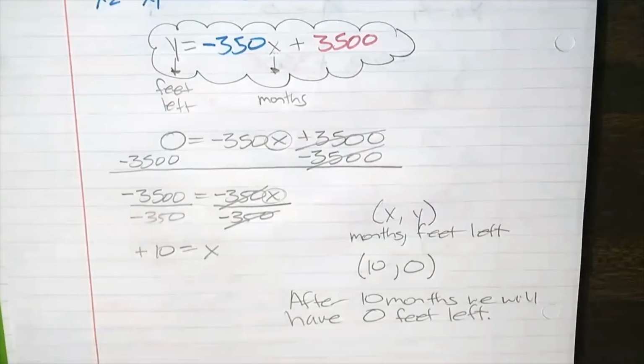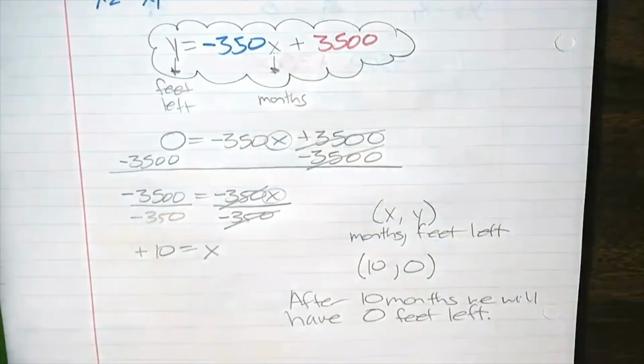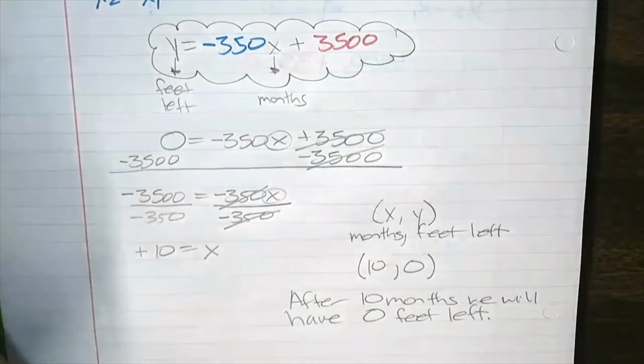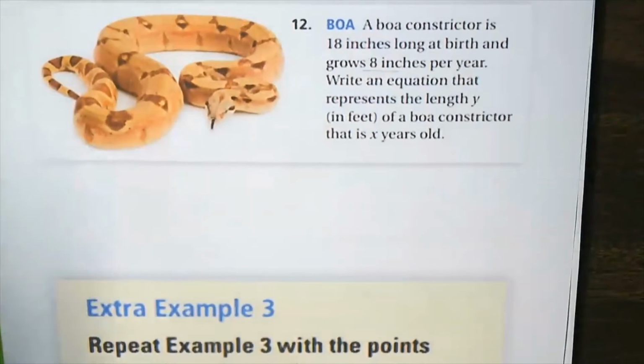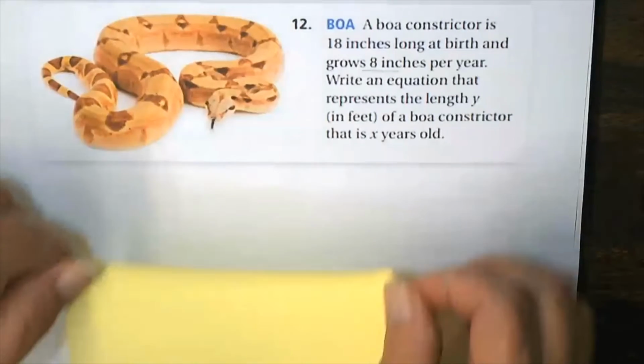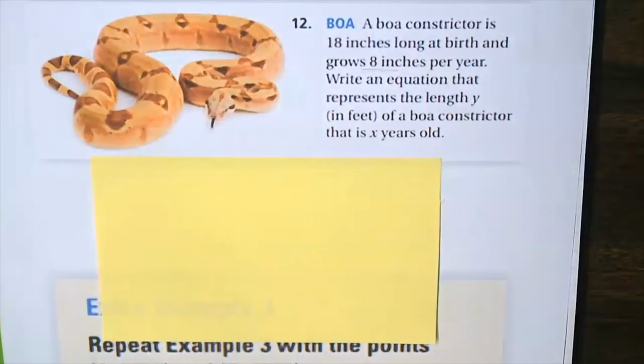Okay, for your homework, or your assignment, I should say, you've got 4 problems. 2 of them, they're giving you the points and you need to figure out the slope in the equation. The other 2 are word problems. So let's take a look. A boa constrictor is 18 inches long at birth and grows 8 inches per year. Write an equation that represents the length y in feet of a boa constrictor that is X years old.